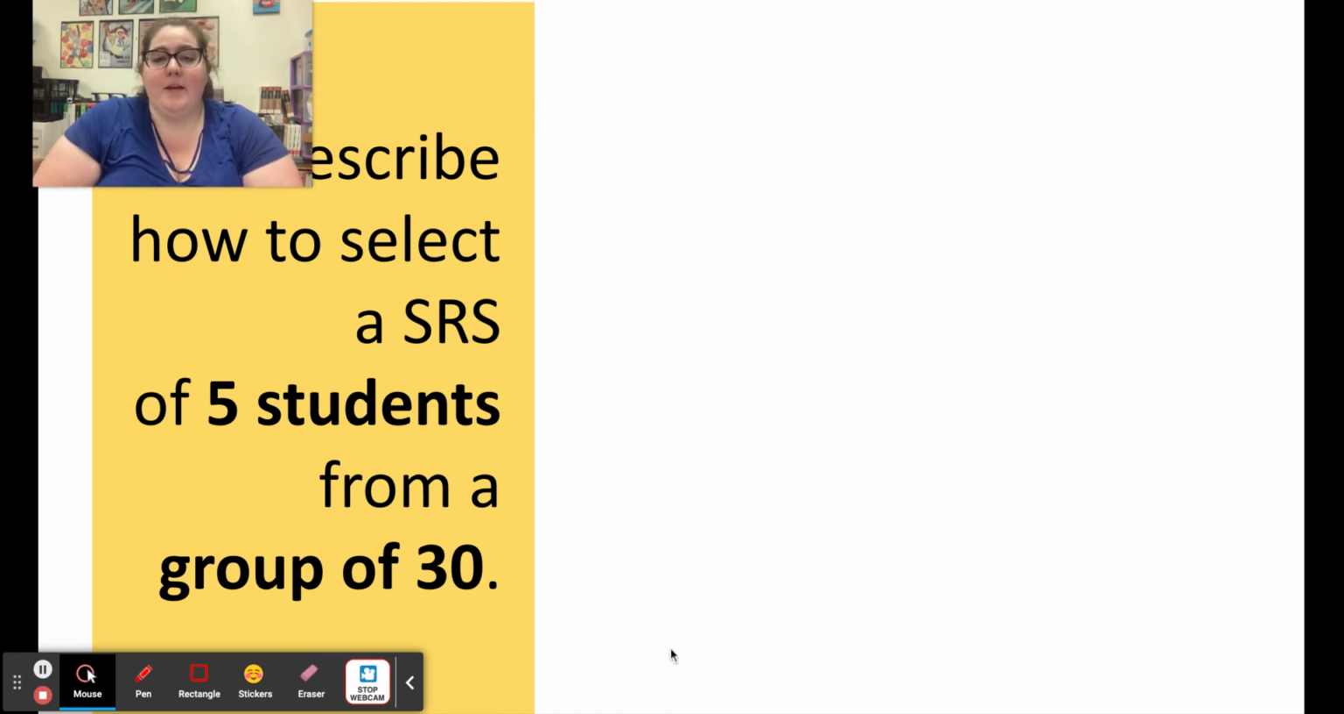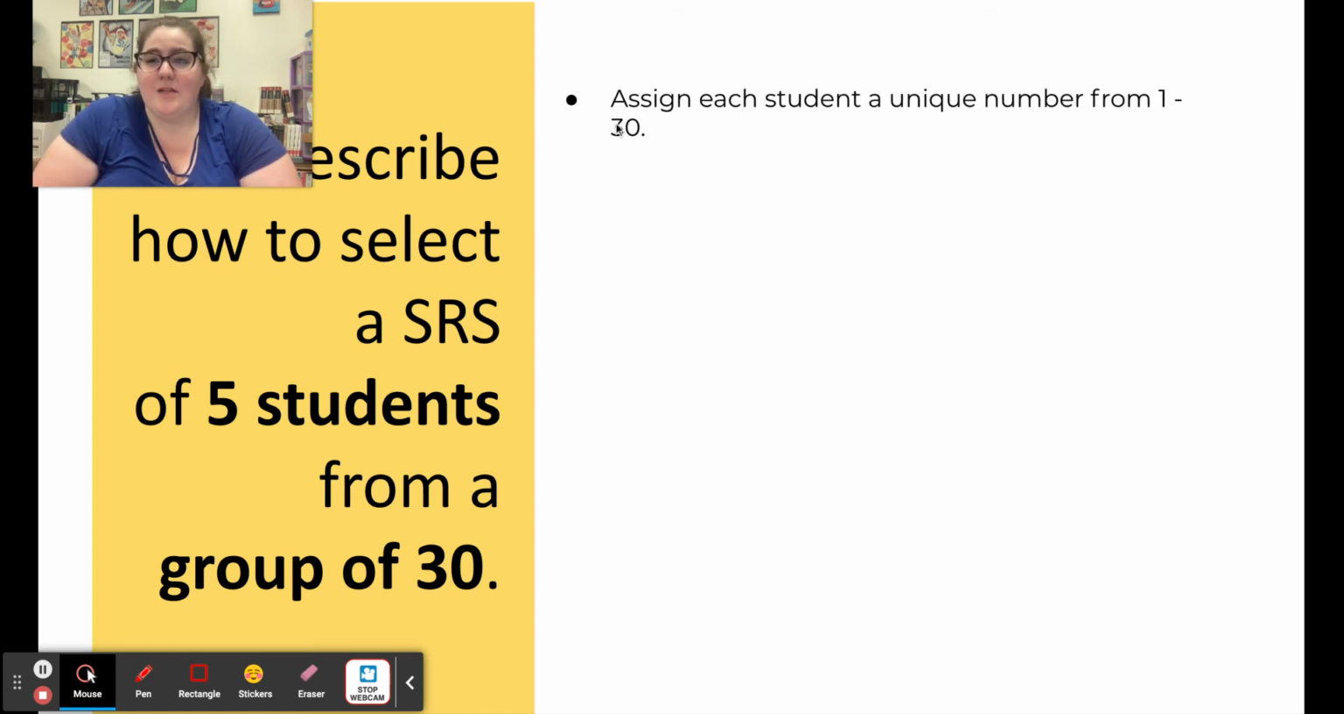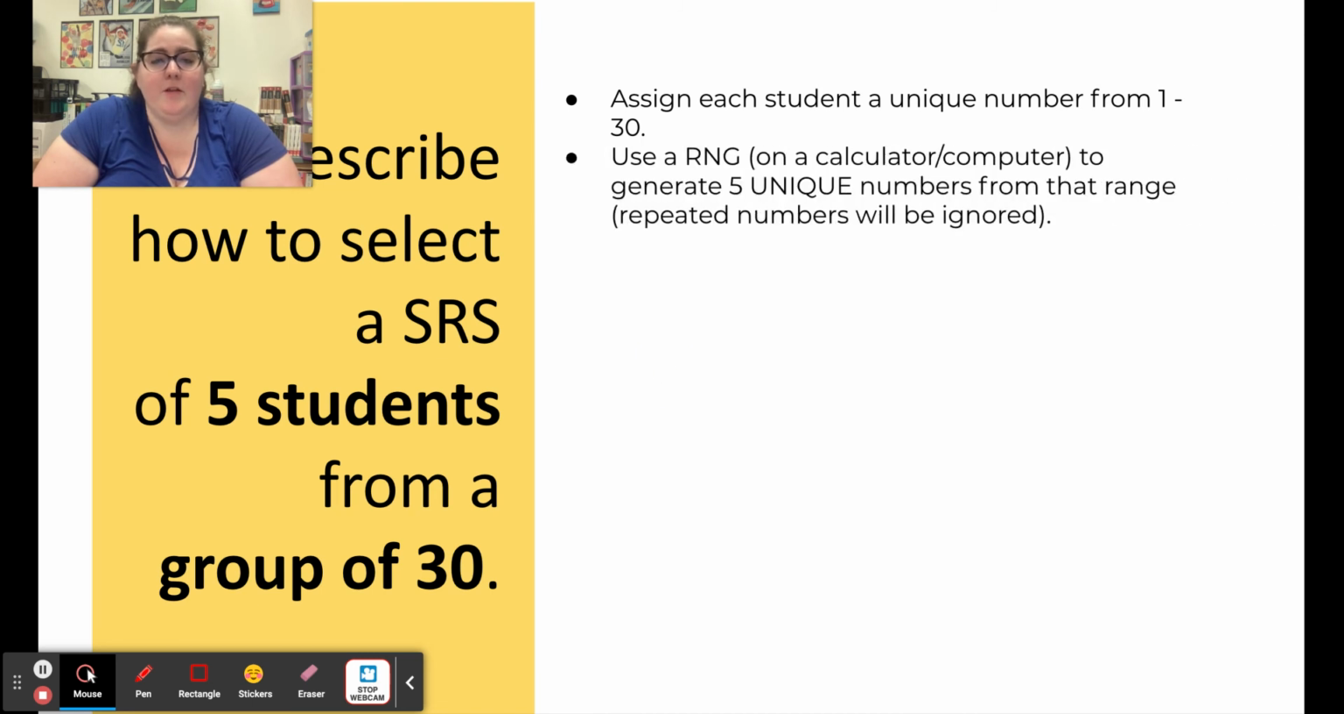So, a couple things. I first want to do some kind of assigning. Now, I suggest you stick with numbers. Assign each student a unique number from 1 to 30. Technically, you could also say, make sure all the students have unique names and assign them your unique names. But I find it easier in this description process to use numbers. So assign each student a unique number from 1 to 30. The next thing is we want to say what method the person who's reading your description should use to pick their random numbers.